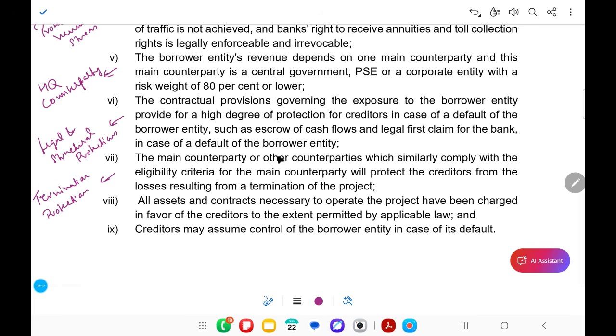Termination protection clause. Okay. Now moving further to the next point, all contracts and assets necessary to operate the project must be fully charged in favor of the creditors to the maximum extent permitted by the applicable law. So this condition talks about the collateralization of assets. Okay. And lastly, step-in rights. The lending creditor must legally have the ability to assume control of the borrower's entity in the case of default. So there should be step-in rights.